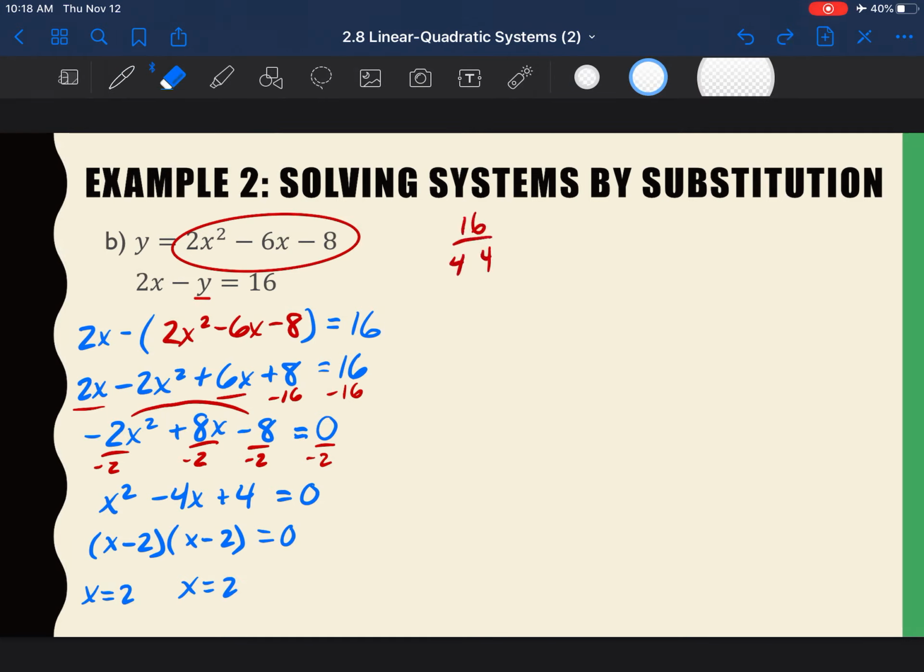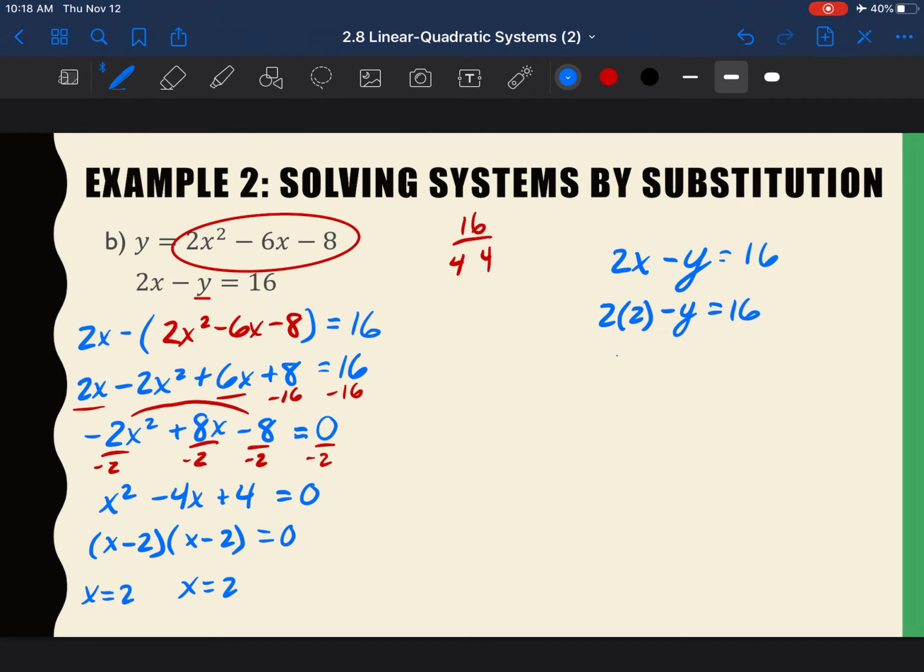Now, when you go to solve for y, again, you take the x values and plug them in. So 2x minus y equals 16. Plug in the 2 for the x, so it'll be 2 times 2 minus y, so 4 minus y is equal to 16. Subtract the 4 and you get negative y is equal to 12. Divide both sides by negative 1, so you get y is equal to negative 12. So there is a solution to this. So 2, negative 12.